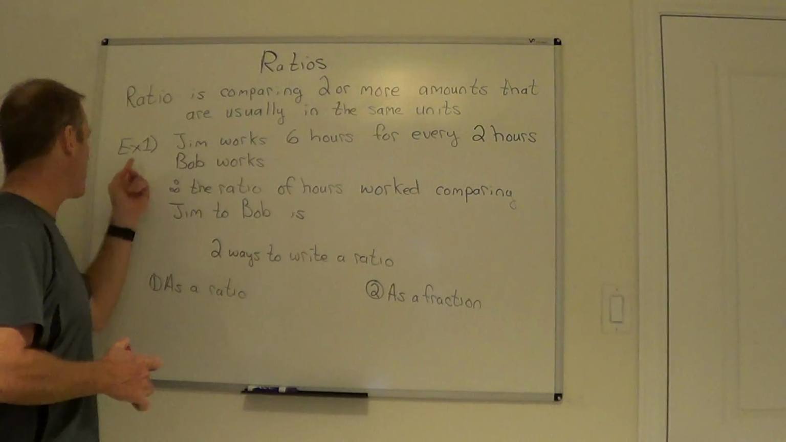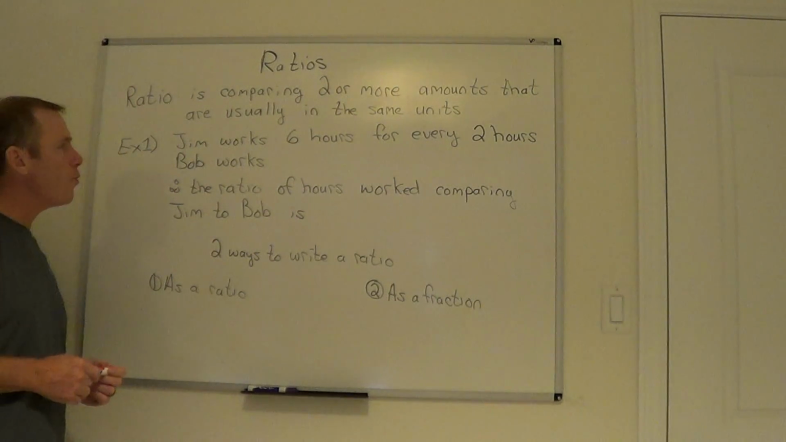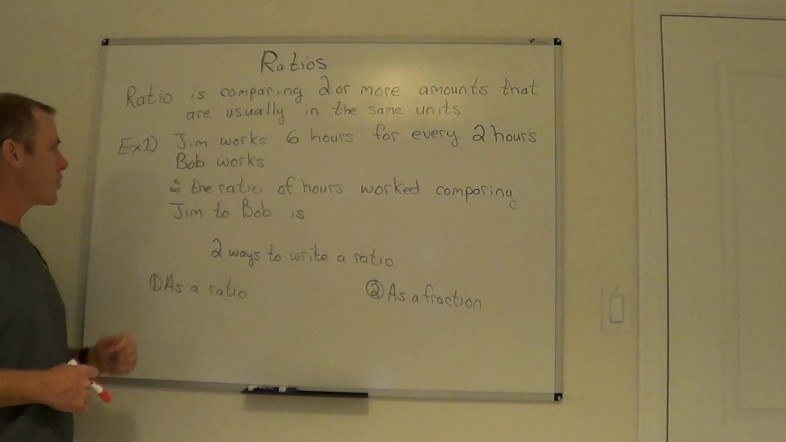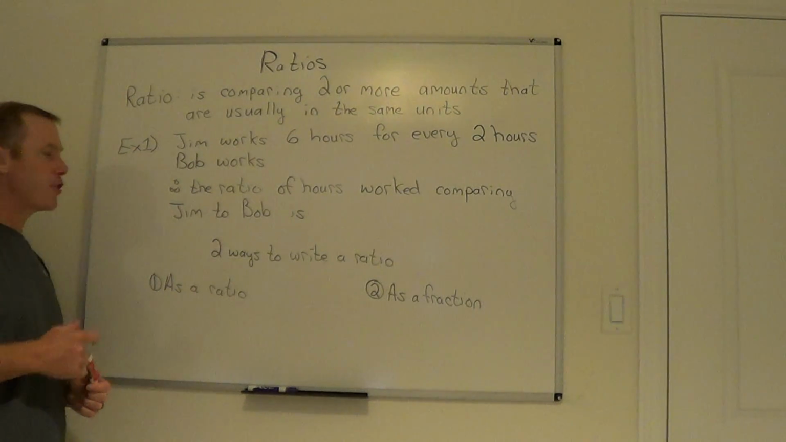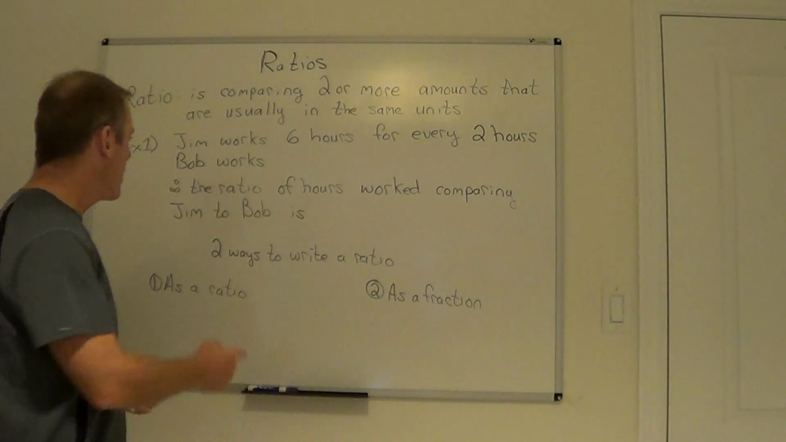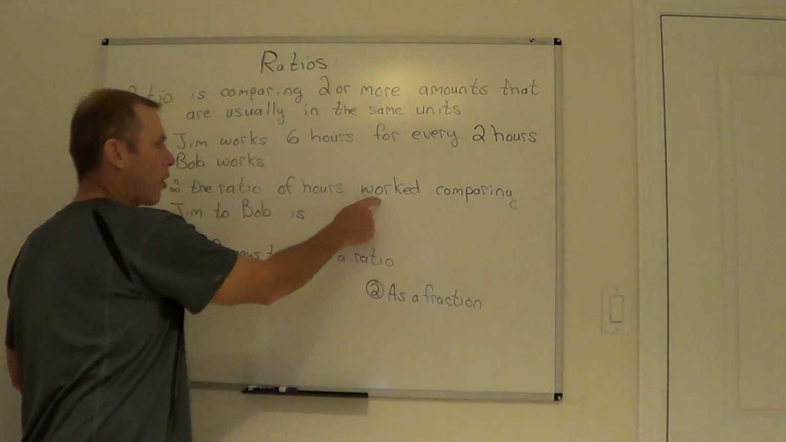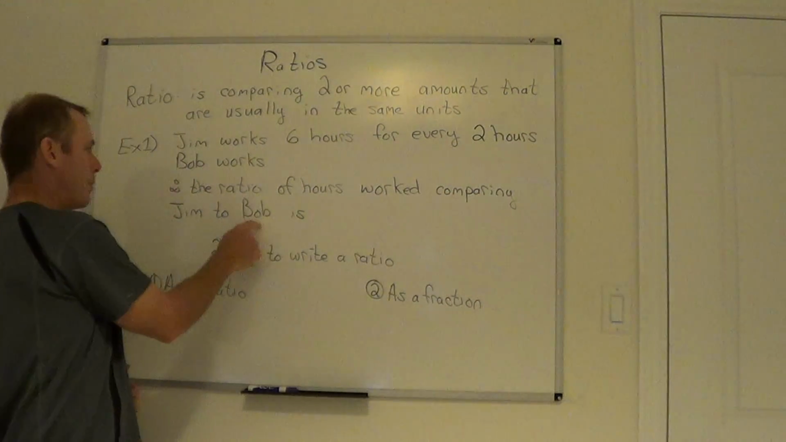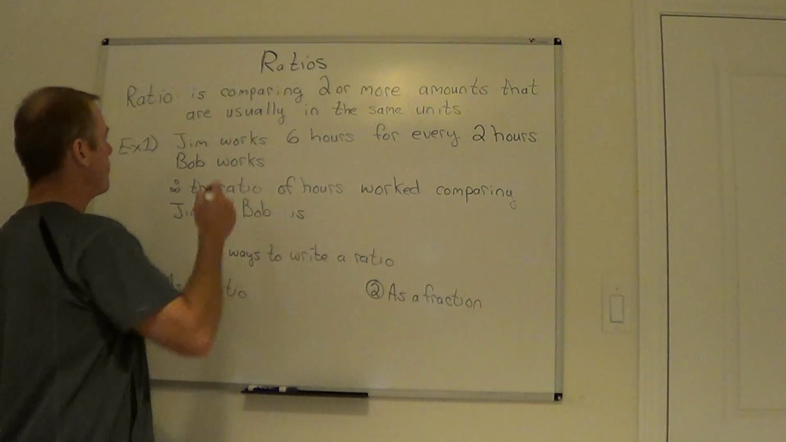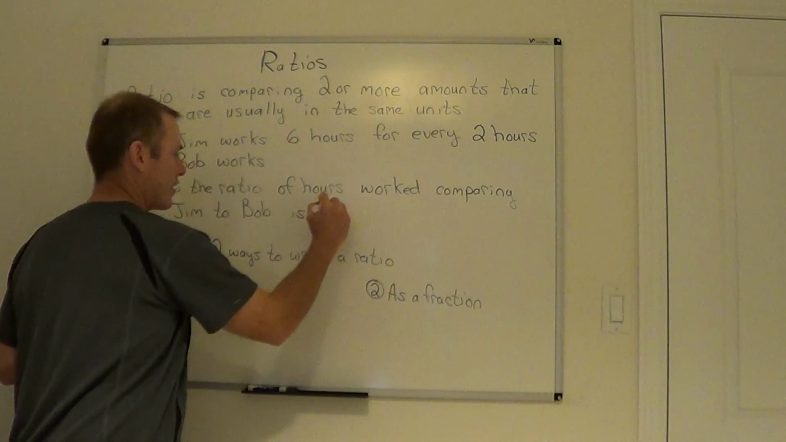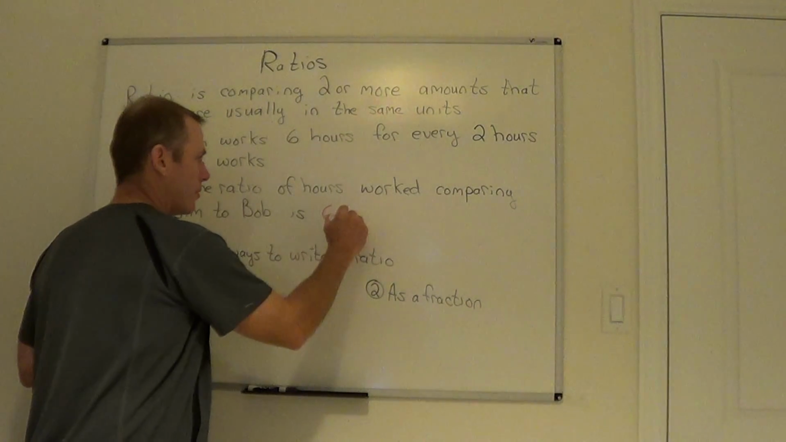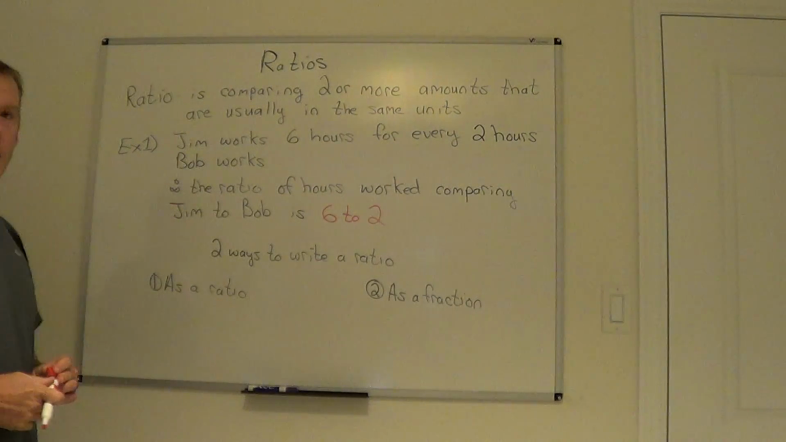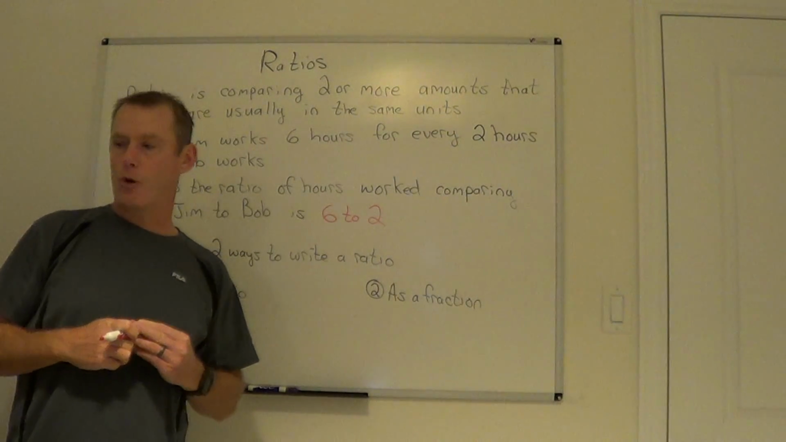For example, Jim works 6 hours for every 2 hours Bob works. When we're talking about the ratio verbally, the ratio of hours worked, because that's what we're comparing, Jim works 6 hours to Bob's 2 hours. That is again verbally how we're talking about a ratio.